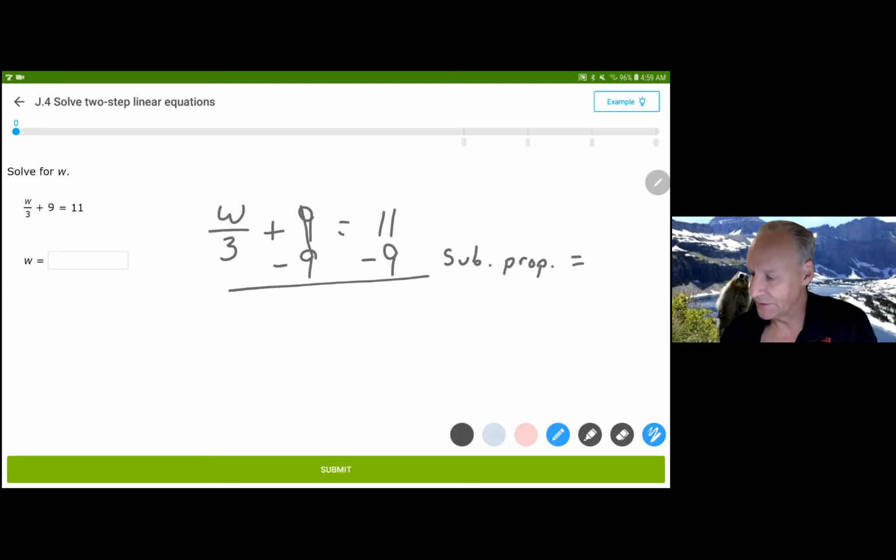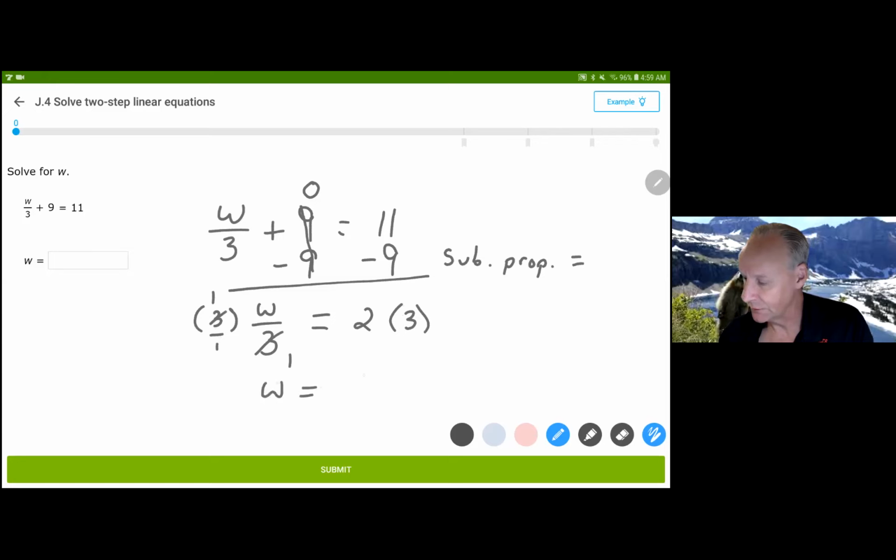Now, this gives me 0. And if we add that 0, we just get the W over 3. And the equal sign is still there. And 11 minus 9 is 2. And now I'm going to do the opposite of dividing by 3, which is multiplying by 3. Now, a lot of people get confused on how to go about writing this down. The best way to multiply by 3 is in parentheses on it with the numerator, because this really is 3 over 1. The 3's cancel out, and we get W is equal to 6.